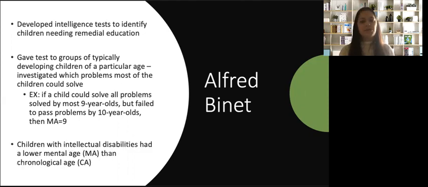Typically, children with intellectual disabilities would have a lower mental age than their actual chronological age. So maybe a 10-year-old, right? That's their chronological age, their actual age. After taking this test, we might see that they have a mental age of a 7-year-old, right? They can only answer those questions that most 7-year-olds can answer. But when they get up to the higher-aged questions of 8-year-olds and 9-year-olds, they can't answer those accurately.